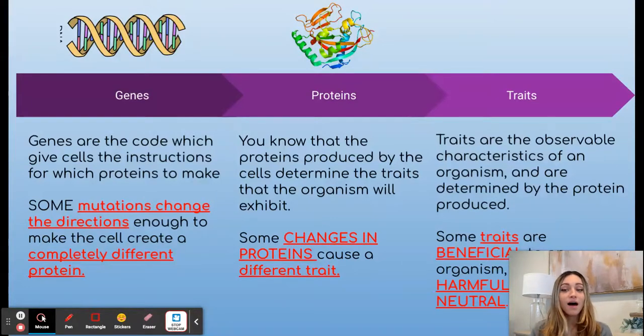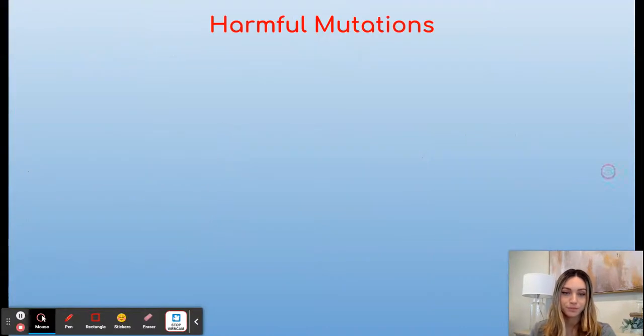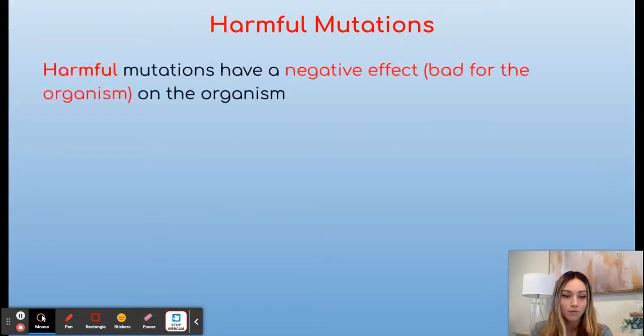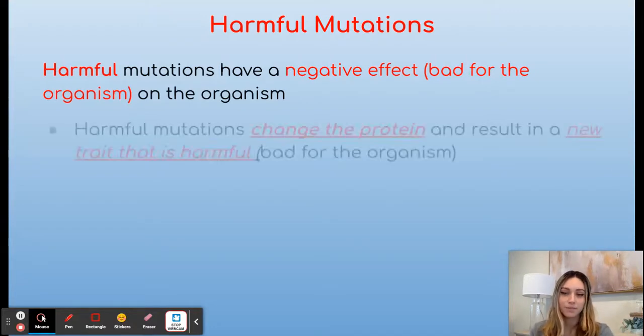And then even other mutations can cause changes that are neutral, meaning they have no effect on the organism. So now we'll jump in and talk about these three different types of mutations. Again, they're beneficial, harmful, or neutral. So a harmful mutation, you probably can start to piece together from the word harmful, is a mutation that has a negative effect or effect that's bad for the organism.